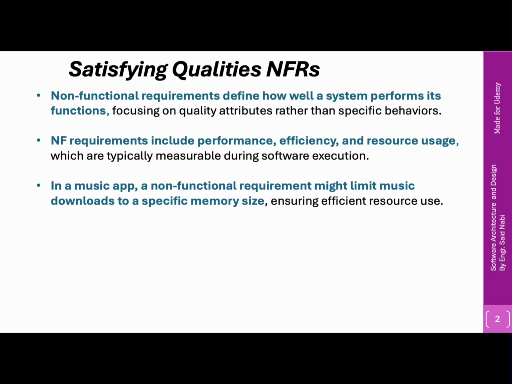In a music app, a non-functional requirement might limit music downloads to a specific memory size, ensuring efficient resource use. So you restrict a user: you cannot download a bigger file than this, because if we allow downloading such files, it would drastically slow down the speed of the overall application. So it is a kind of non-functional requirement. You want to have a quick speed, so that's why you restricted the user from downloading bigger files. And that is what we call a non-functional requirement.